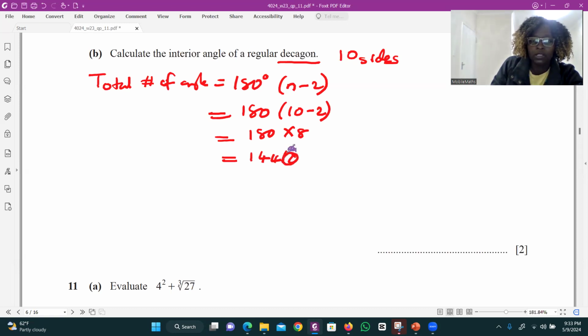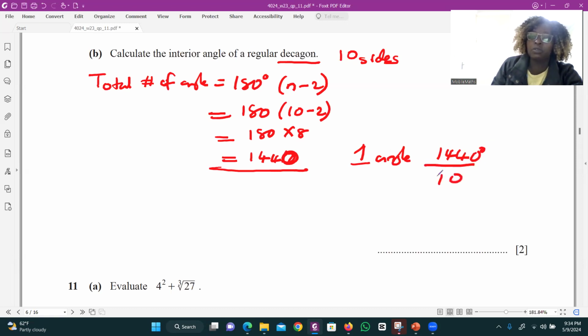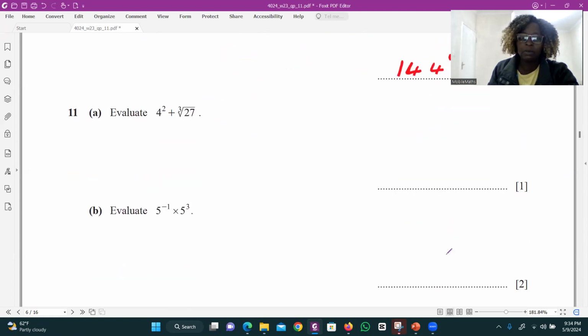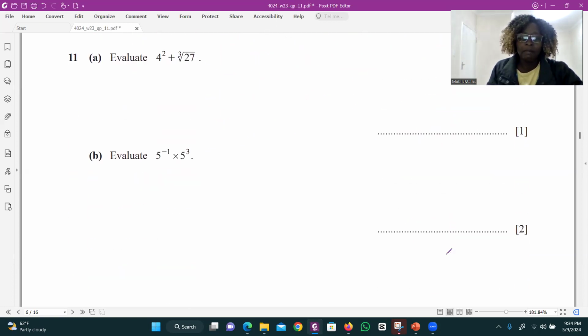1,440. So this is for all 10 angles. To get one angle, we're simply going to divide 1,440 degrees by the number of angles that we have, which is 10, and we get 144 degrees as the angle of one decagon. Their angles are equal and are the same. Let's move on.